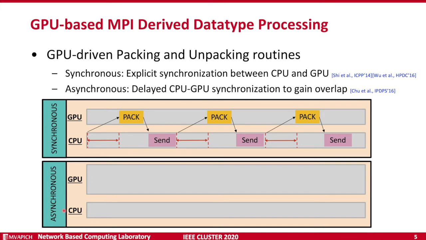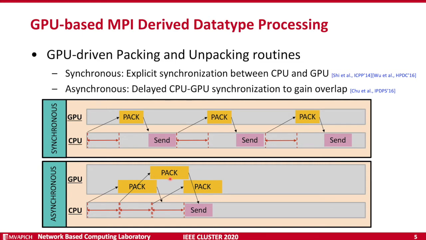If we can do it asynchronously, like the second approach, we delay the CPU-GPU synchronization to get more overlap. The flow will look like this. You still have this overhead, of course, and you launch multiple packing kernels, for example. Then as soon as possible, because for bulk communication there will be multiple non-contiguous data going to be transferred.